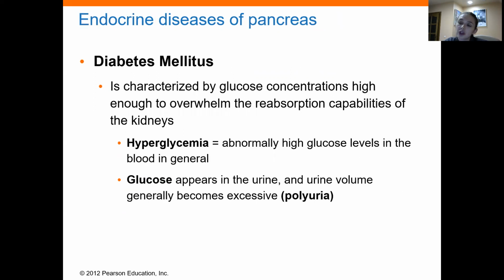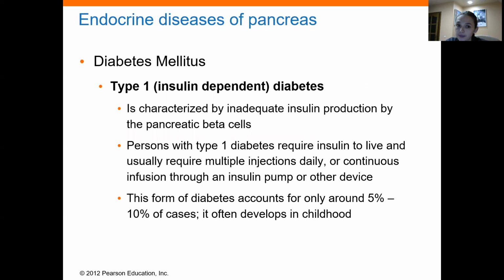The disorders related to the pancreas include diabetes mellitus, which is characterized by a glucose concentration high enough to overwhelm the reabsorption capabilities of the kidney. Hyperglycemia is an abnormally high level of glucose in the blood. Glucose appears in the urine and urine volume generally becomes excessive, and this situation is called polyuria.